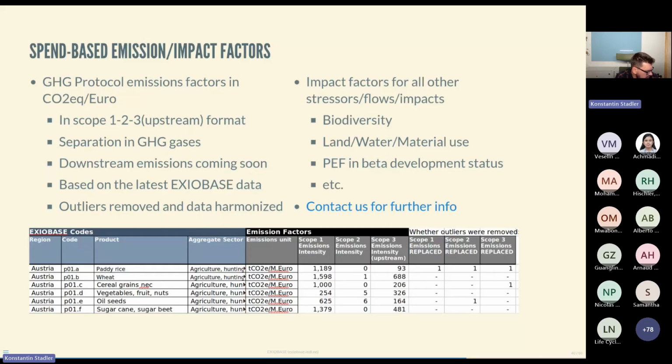So for example, if you import sugar beet from Austria and you actually get the scope 1 emissions from your supplier, you can replace the average data we have here with your supplier data, and you can then use the other 2 columns to fill the other data you're missing, and so on for the other procurement data.